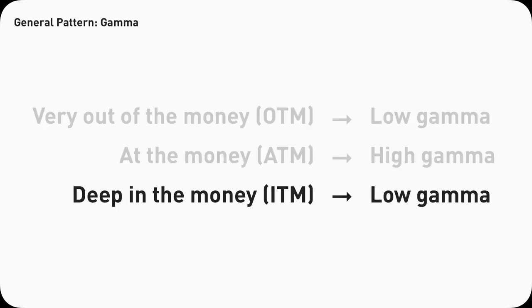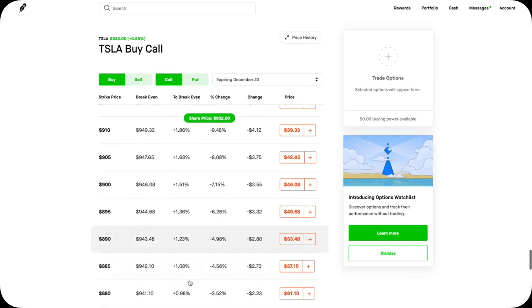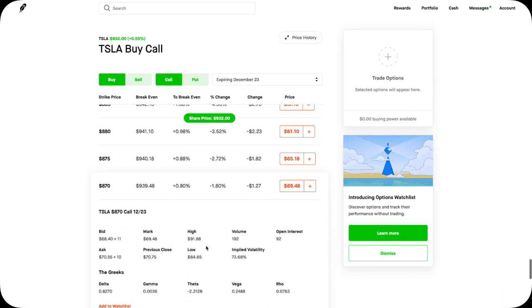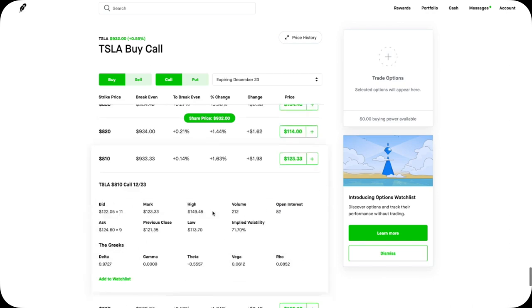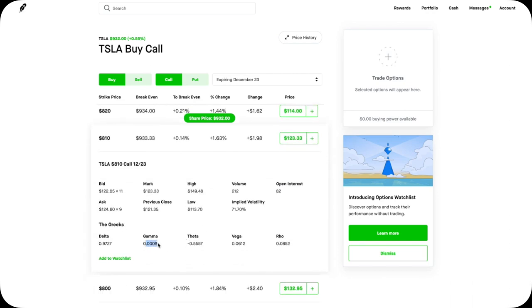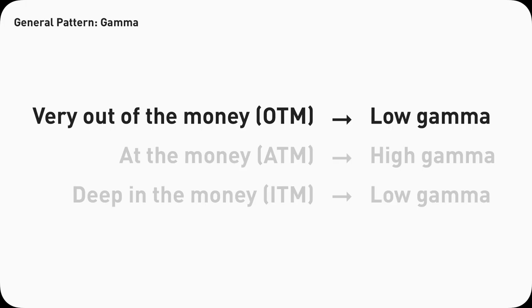Generally speaking, the deeper the option is in the money, the lower the gamma will be. Tesla is currently trading at 932. The 870 call is in the money. It has a gamma of 0.0036. If you look at this one, for an 810 Tesla call, the gamma is only 0.0009. At the same time, the more out of the money the call is, the lower the gamma is as well.